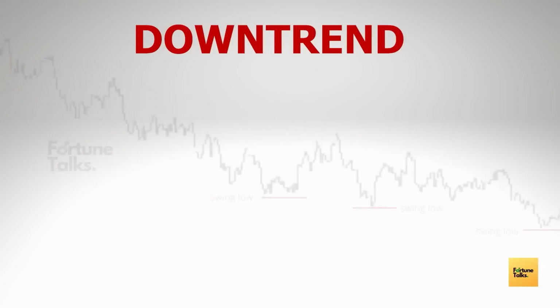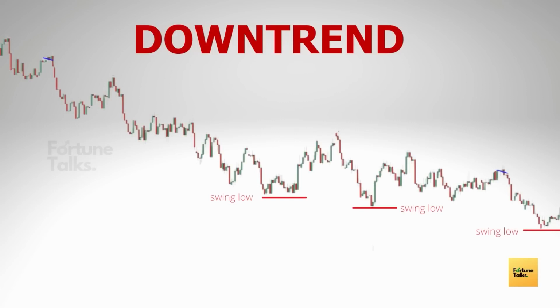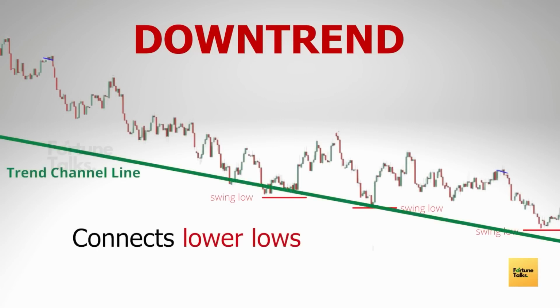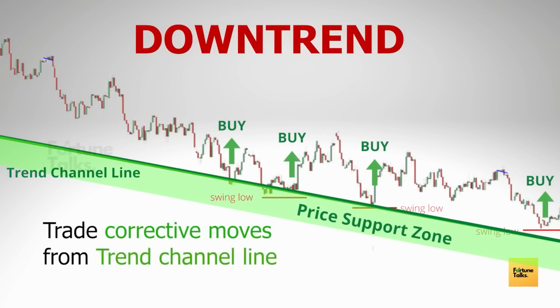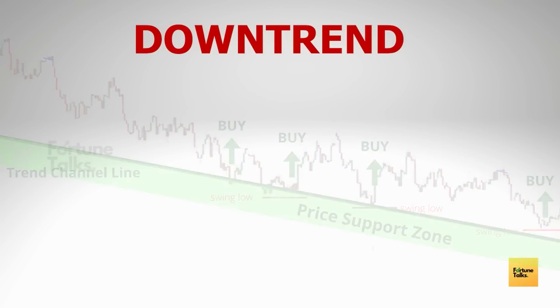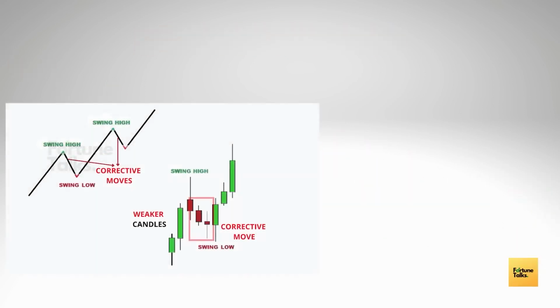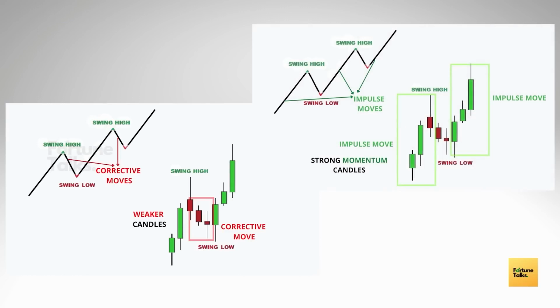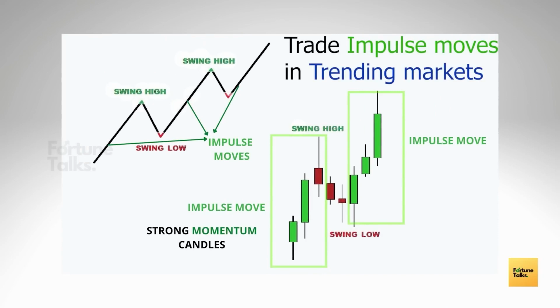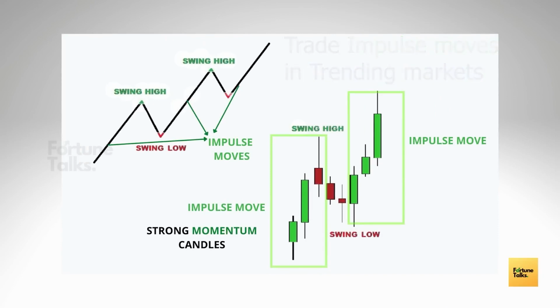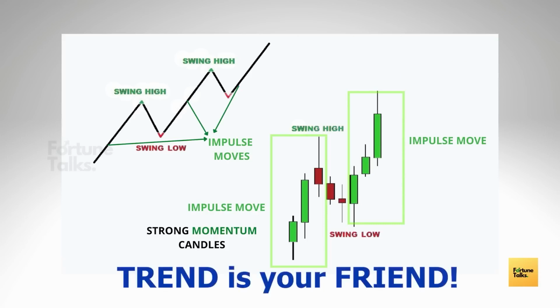As in the previous case, if we plot the lower lows and then draw a line connecting all these lower lows, we will get a trend channel line which will act as a support for the future prices. And it is from this trend channel line that we can place buy orders to trade the corrective move. So by now, you might have the realization that the corrective moves are weak moves opposite to the existing trend, while the impulse move happens in the direction of the trend and is generally a series of stronger candles. This is the reason why we should trade the impulse move during a trending market, so that the probability of profit is high. This is the reason why trend is your friend.